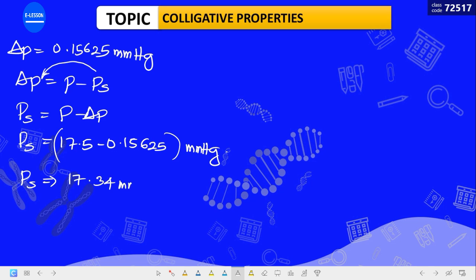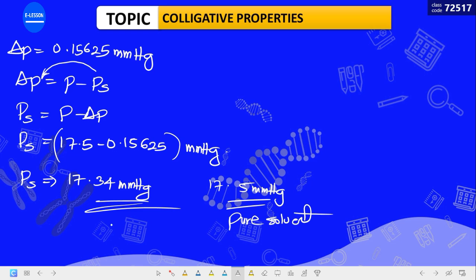17.34 millimeter of mercury. So you see that the vapor pressure of the solution is lower than the vapor pressure of the pure solvent. This is that of the pure solvent, and this is that of the solution. But the lowering is very small because they are very dilute solutions. Okay, so that is for vapor pressure lowering. Is that understood?